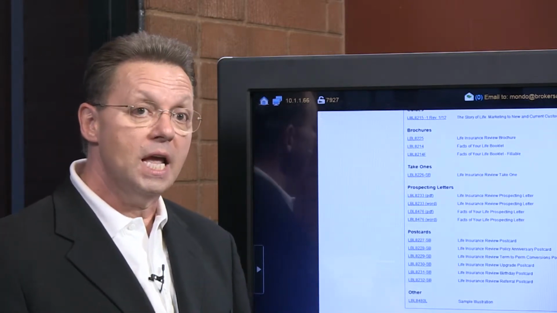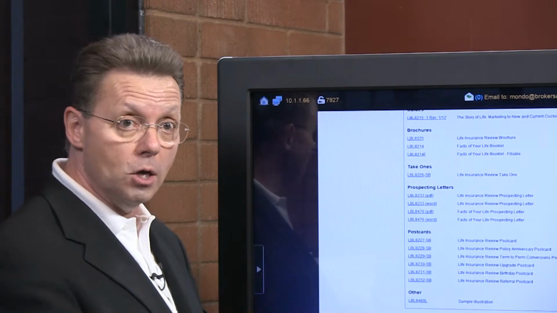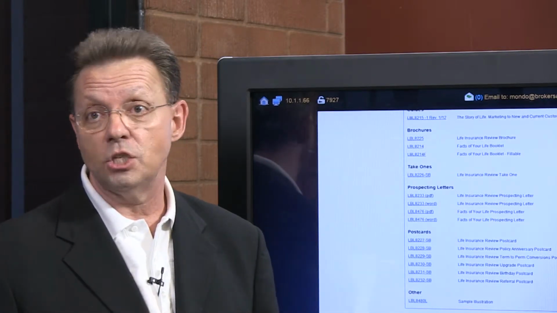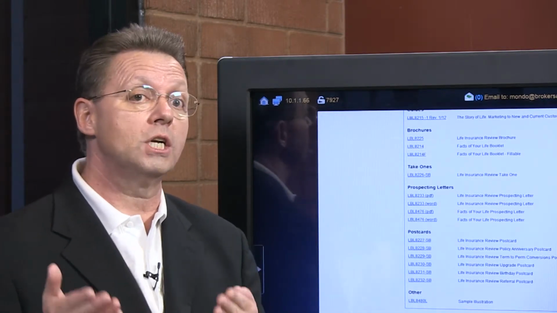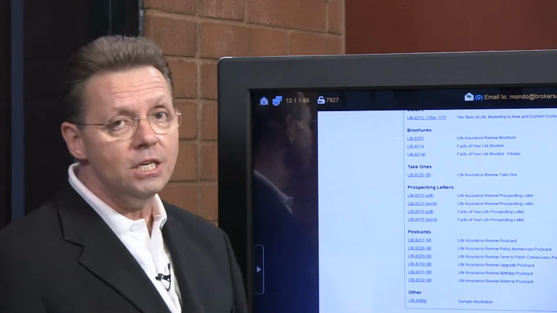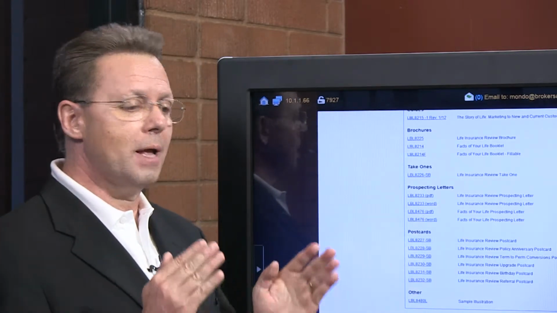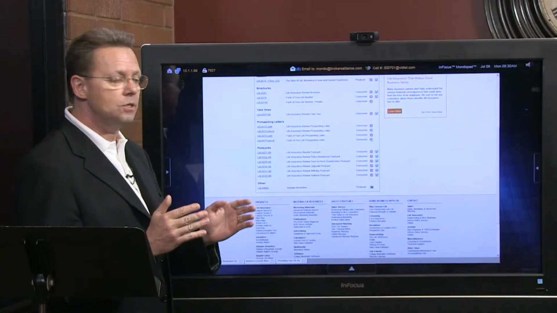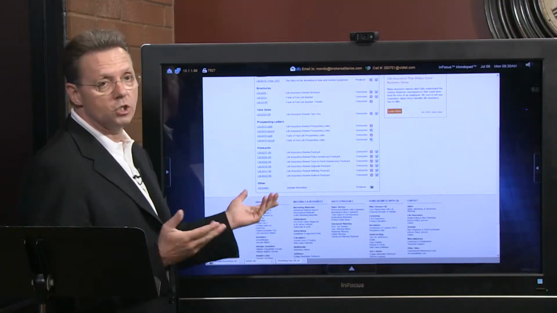Just a heads up: even though it's compliant and approved by Allstate, if you're a FINRA registered rep, your broker dealer is going to need to approve this. Also, if you're in an agency that has to look at certain compliance issues, you have to run this by them as well to make sure you're compliant.